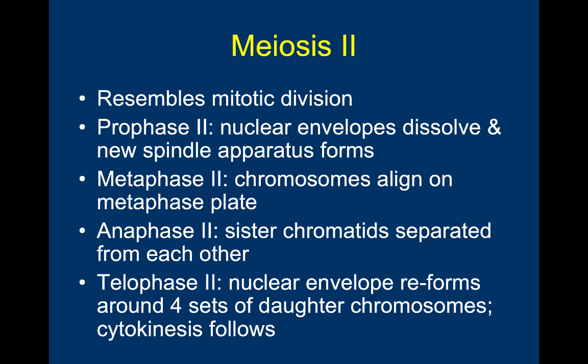Metaphase 2, sister chromatids line up on the metaphase plate, just like mitosis. Anaphase 2, sister chromatids separate and move apart from each other, just like anaphase in mitosis. Telophase 2, in cytokinesis, we end up having 4 cells, each with its own set of chromosomes, each with only a single chromatid, just like it occurs at the end of mitosis, although in mitosis we only make 2 cells, but here we have 2 cells making 2 cells each, so 4 cells total at the end of meiosis 2.